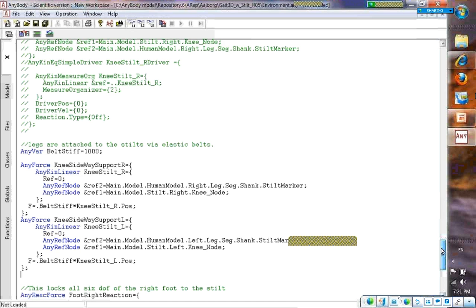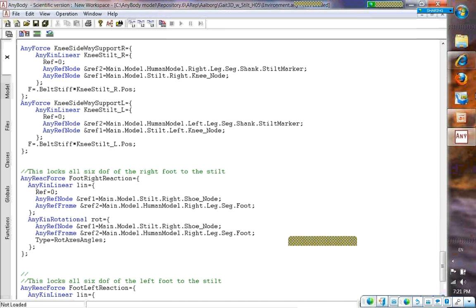Then another location is the foot, knee interaction. We use, for example, this right foot interaction. We use reaction. Then first you put reaction force, then this linear and the rotational. Use this sentence, then the foot is completely locked on the stilts within 1 point.